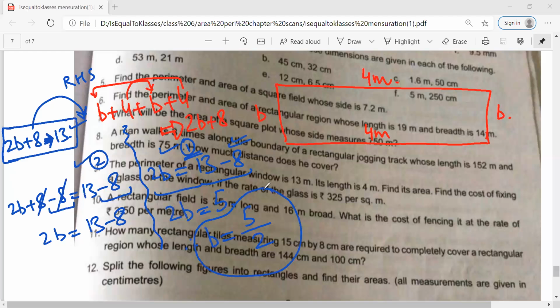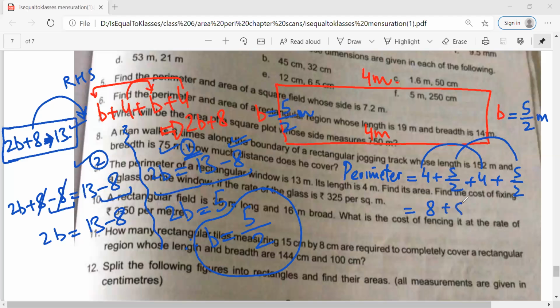Mr. Sarthak, any doubt? So this would be equal to 5 upon 2 meter, and this would be equal to 5 upon 2 meter. If we want to check, the perimeter would be equal to 4 plus 5 upon 2 plus 4 plus 5 upon 2. 4 plus 4 would be 8. 5 upon 2 plus 5 upon 2 would be 5. And 8 plus 5 would be 13.